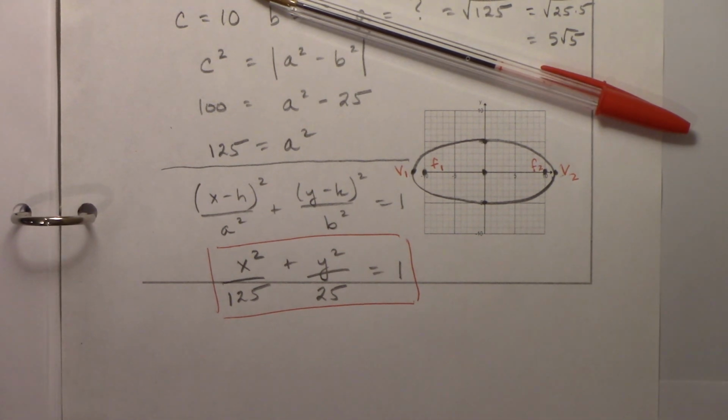So that does it for our discussion in section 4.3. We've learned about the circle and the ellipse. Those are our first two conic sections. When we come back and look at section 4.4, we'll look at the other two, which are the hyperbola and the parabola.